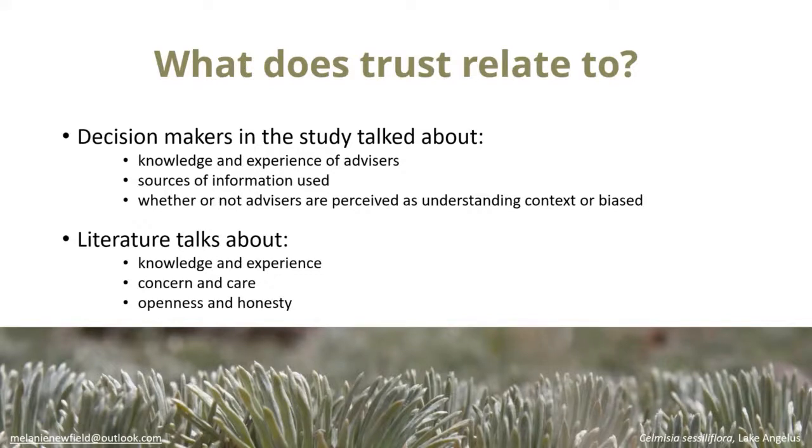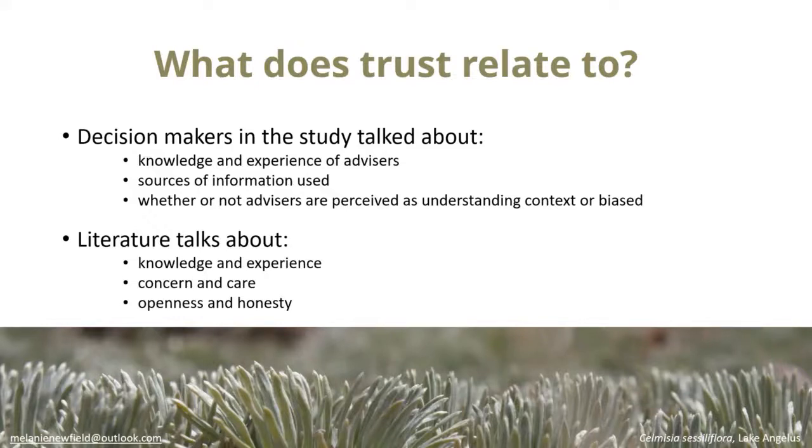So the decision maker has a lot of factors that they take into account, you know, political, economic, balancing up different people's needs, and sometimes they perceived the advisors didn't get that context, and then they didn't trust their advice. The other time they didn't trust people is if they perceived them as being biased and coming from a particular perspective.